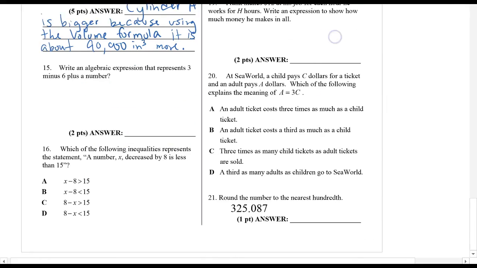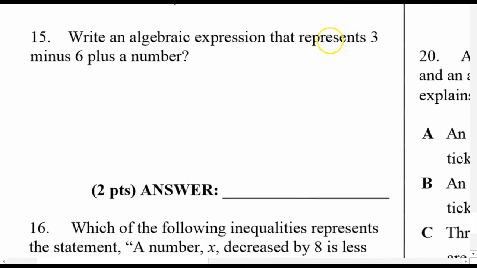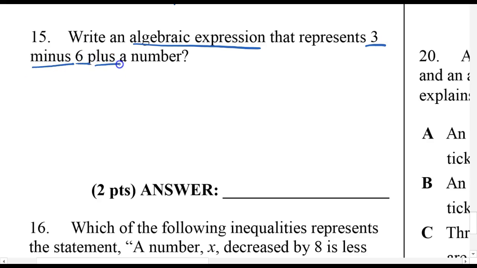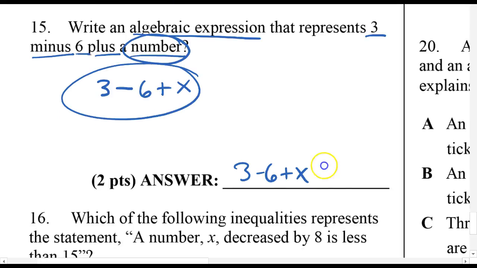Alright, so now number 15. What is an algebraic expression that represents 3 minus 6 plus a number? All we're doing is writing out an expression, so let's follow what it says. It says 3 minus 6 plus a number. If we don't know the number, then we give it a letter or a variable, x. And that's it: 3 minus 6 plus x. That's all you do.